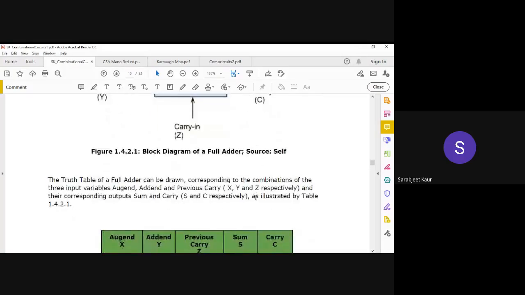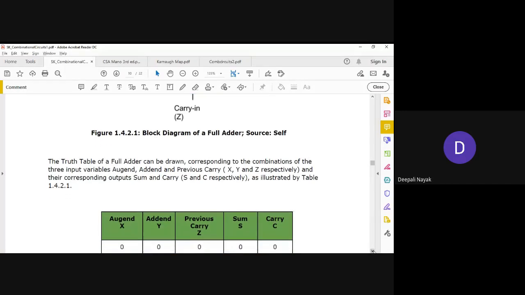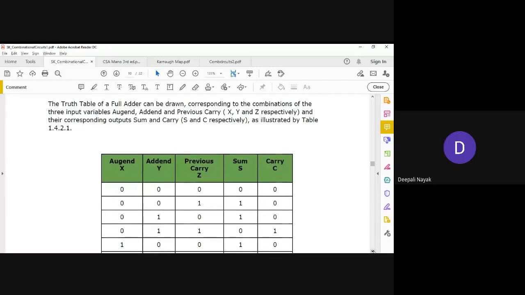Any problems? No, ma'am. Right. What is the next step? Draw a truth table. The next step for designing a circuit is to draw a truth table, right?